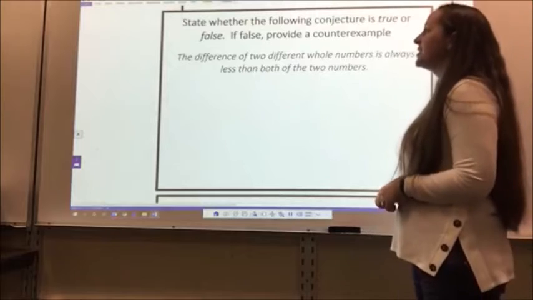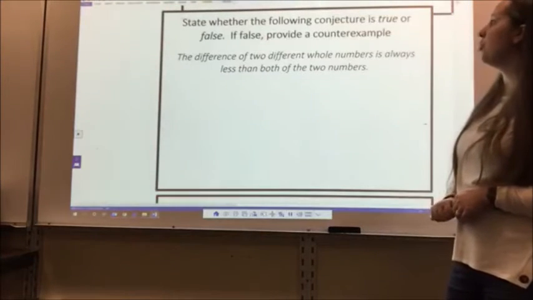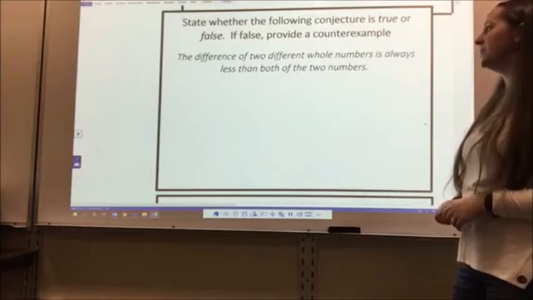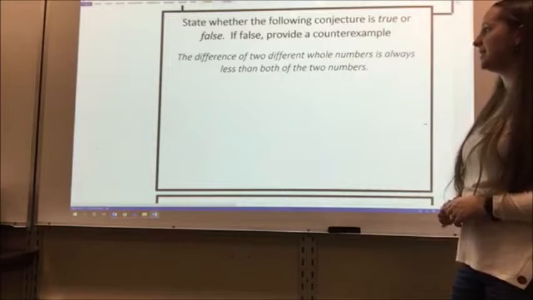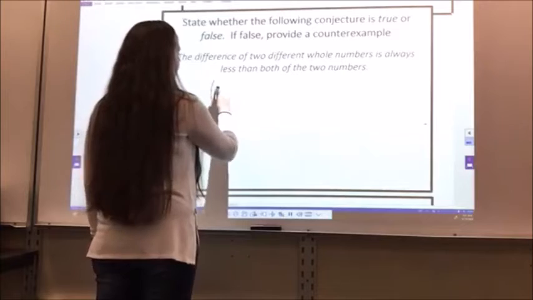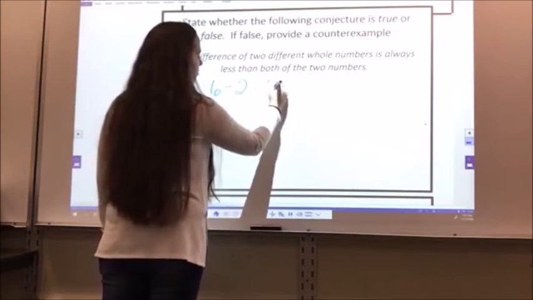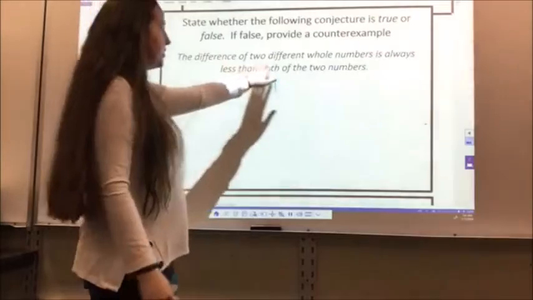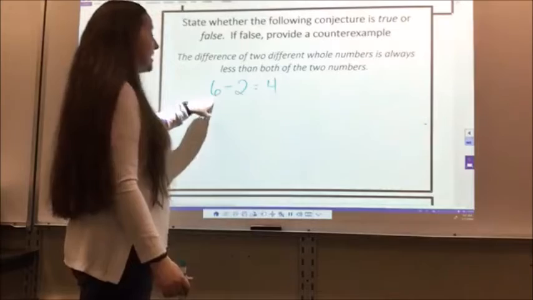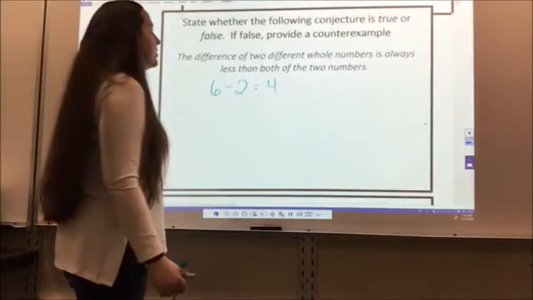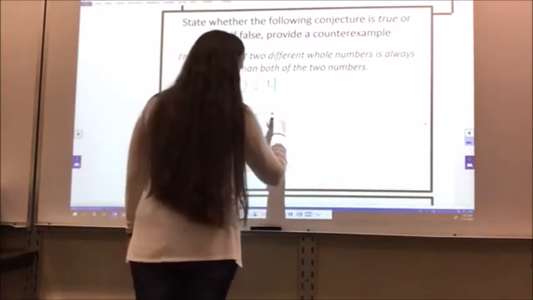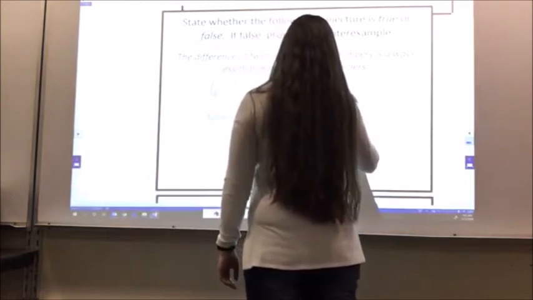All right, the next one I have says state whether the following conjecture is true or false. If false, provide a counterexample. The difference of 2 different whole numbers is always less than both of the 2 numbers. 6 minus 2. That equals 4. So I'm saying the difference between the 2 different whole numbers is always less than both the numbers. So 4 is less than 6, but it's not less than 2. This means that the conjecture is false.